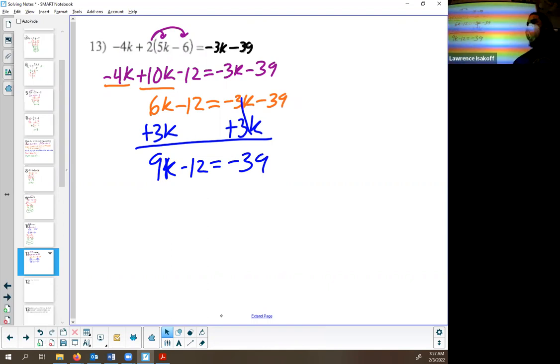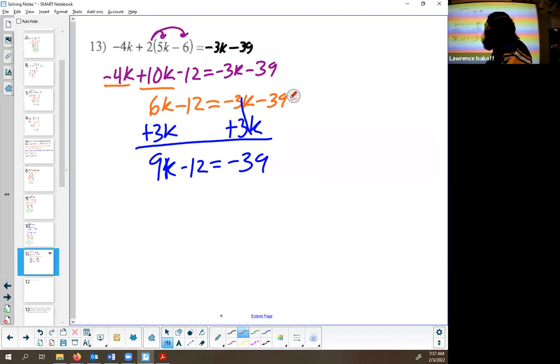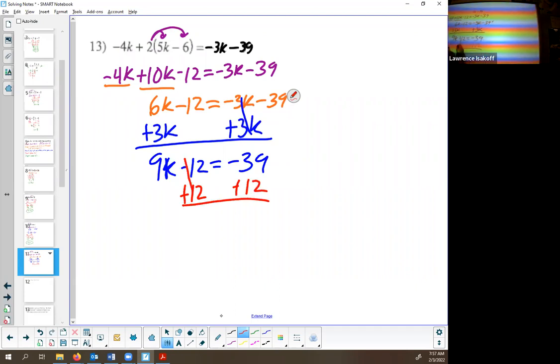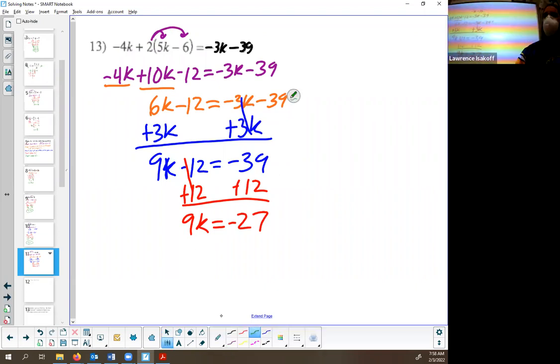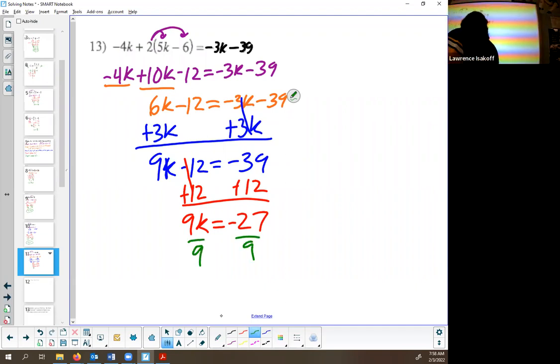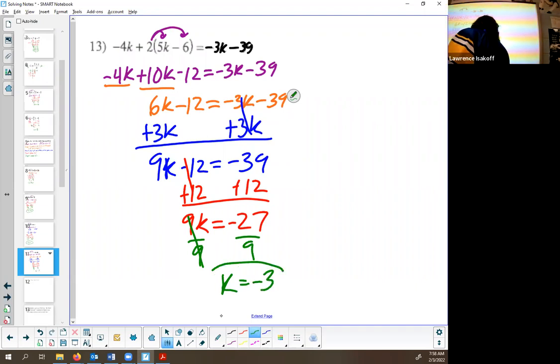Now this is just a two-step problem, right? What am I gonna do first? Add 12. And that gives me 9k is equal to negative 27. Final step here. Divide by 9. And we get k is equal to negative 3.